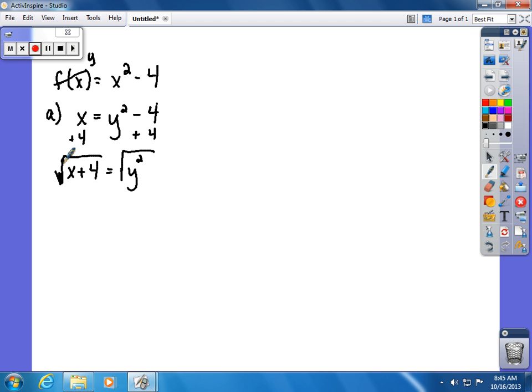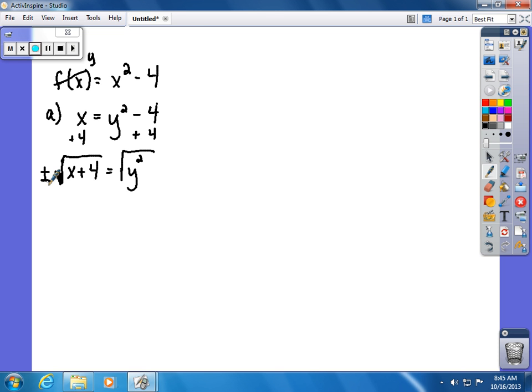Ugh, goodness, this pen doesn't want to work today. And you need to remember that when you take the square root of something that's squared, in other words, when you're solving for a variable that's squared, this side is plus or minus, okay?